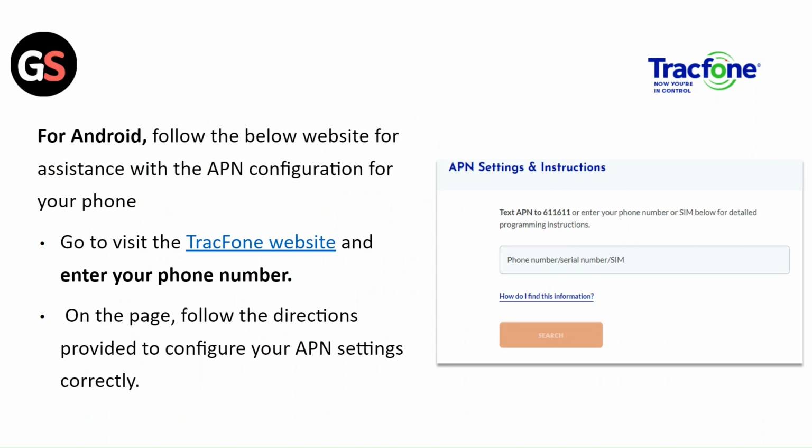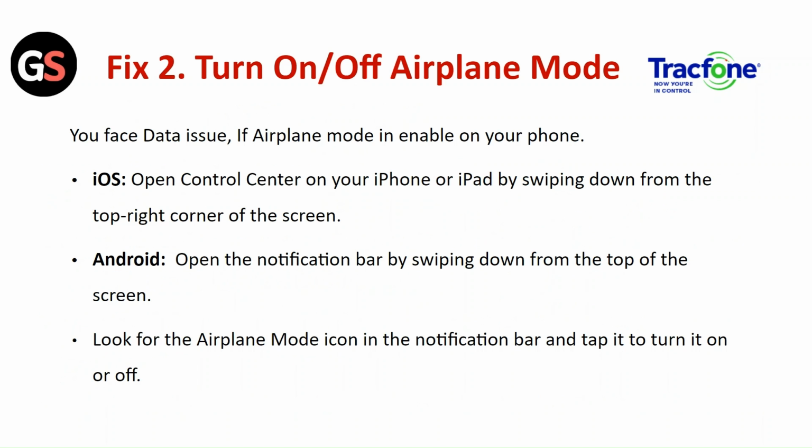For Android, follow the below website for assistance with the APN configuration for your phone. Go and visit the TracFone website and enter your phone number. On the page, follow the directions provided to configure your APN settings correctly.